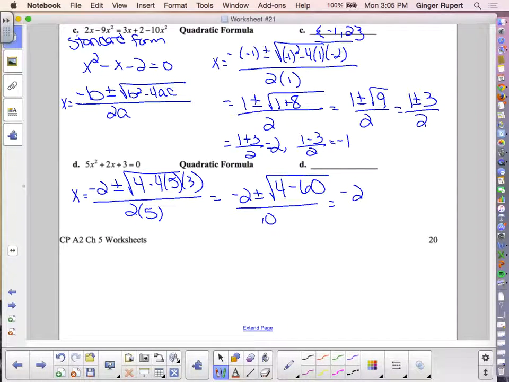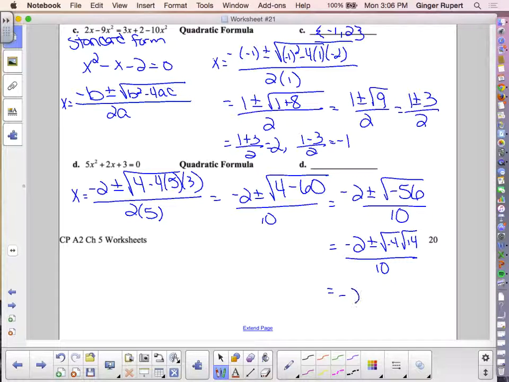So this gives me -2 plus or minus the square root of -56 over 10. -2 plus or minus, let's see, 56 is 8 and 7. So 4 and 14. Square root of -4, square root of 14, all over 10. So this becomes -2 plus or minus 2i square root of 14 over 10. So that's my answer for D.